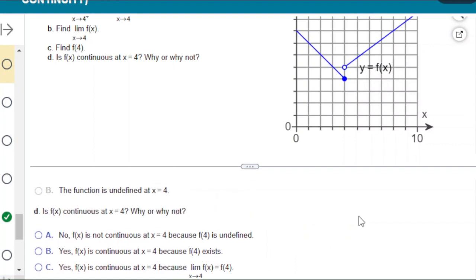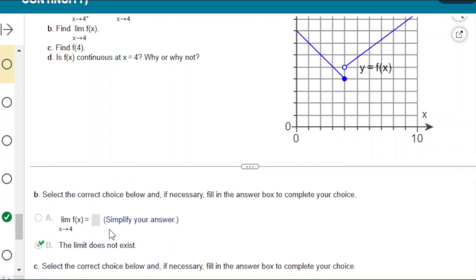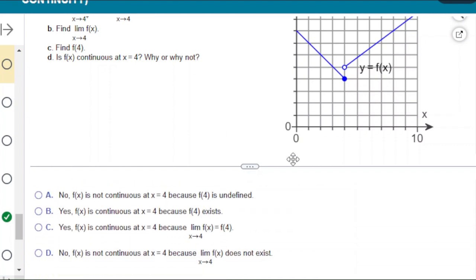And now the last question, is the function continuous at 4? Why or why not? Well, remember, to be continuous at 4, we need to have the limit existing, right? So the left and right hand limits have to both exist and be the same. But notice they're not, right? The left and right hand limits are not the same. So the limit did not exist. So in fact, that's what we found in part B. The two-sided limit did not exist. So therefore, it can't be continuous.